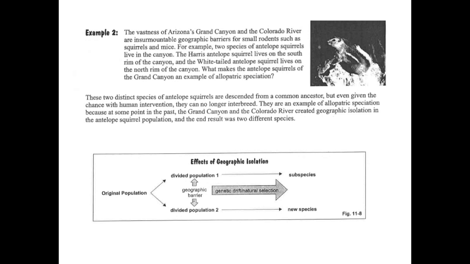So you have two species of what are called antelope squirrels. They live in the canyon. The Harris antelope squirrel lives on the south rim of the canyon, and the white-tailed antelope squirrel lives on the north rim of the canyon. What makes the antelope squirrels of the Grand Canyon an example of allopatric speciation? And like I said, you got little teeny tiny squirrels not going to be able to cross that geographical barrier of the Grand Canyon and the river.